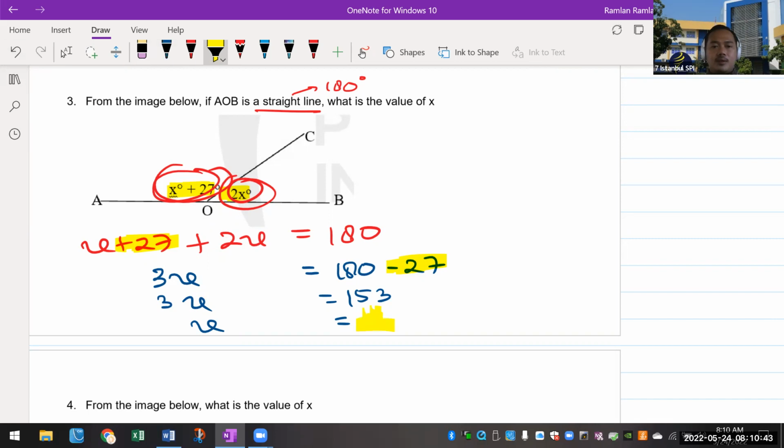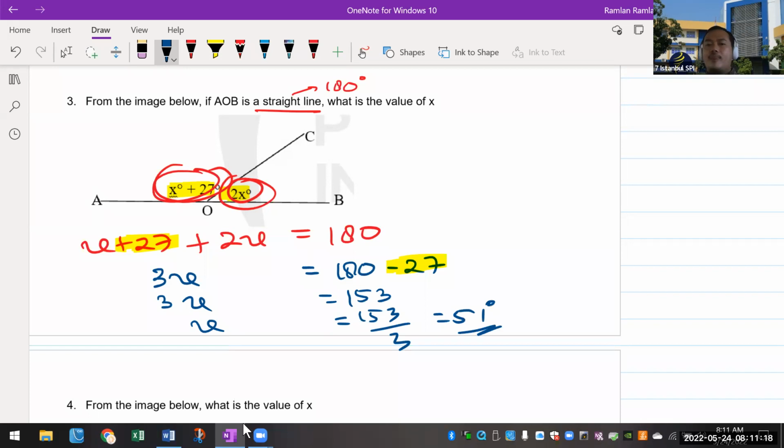153 needs to be divided by 3. Sorry guys, there's an error for a moment. So that 153 needs to be divided by 3. If I write down the complete process, it should be like this, right? You can cancel the 3, but I don't have to do this because that's just equal to 1. I just need to write down the x. So that will be 153 divided by 3, which equals 51.